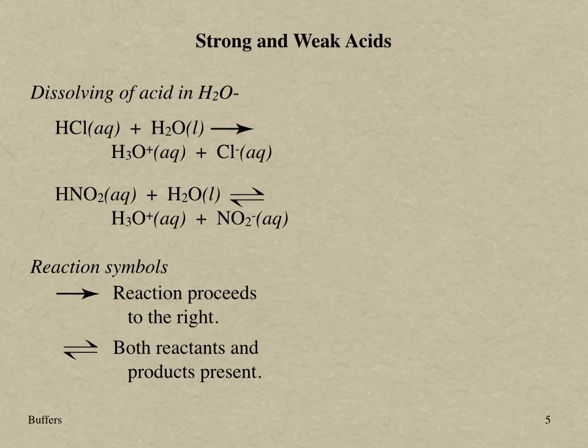An arrow which points to the right indicates that the reaction proceeds entirely to the right. That is, the reactants are completely converted into products, at least until the reactant present in the smaller mole quantity is used up. The double arrow, on the other hand, indicates that both reactants and products are present, so that not all of the weak acid reacts to form hydronium ion. The following bar graphs indicate this difference.